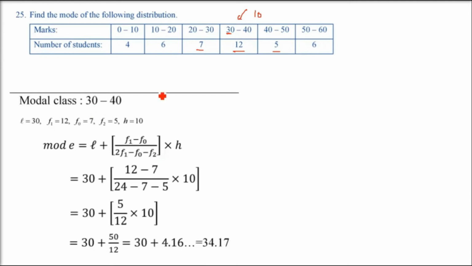Now the formula we have. The modal class is 30 to 40. It's the modal class because 12 is the highest. L is the lower limit of this modal class, so L will be 30. F1 is 12. F0 is 7, the previous frequency. F2 is 5, which is the next frequency. H is the class interval, 40 minus 30 is 10. Now we have a formula. Mode is L plus (F1 minus F0) by (2F1 minus F0 minus F2) multiplied by H. Now put in F1 as 12, F0 as 7, 2F1 is 24, and F2 as 5. Now it will be 34.17.